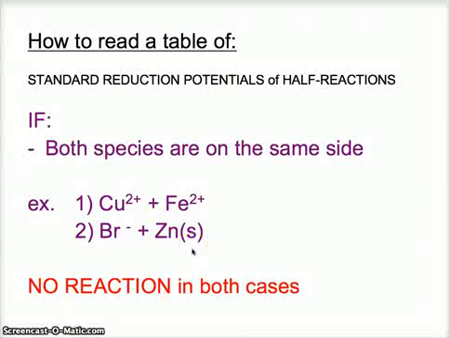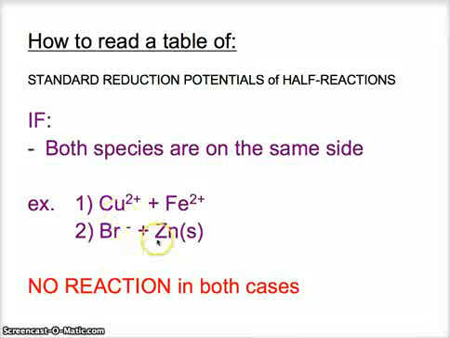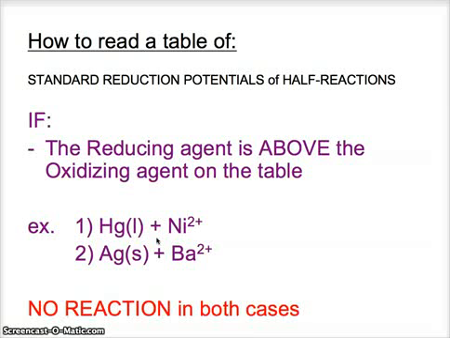So take a second, pause the screencast, find both of these two examples, and see where they land on our table. The other example is when the reducing agent is above the oxidizing agent. So find these two examples as well. So in example 1, there will be no reaction, and in example 2, there will also be no reaction. What is the pattern you see for both of those?